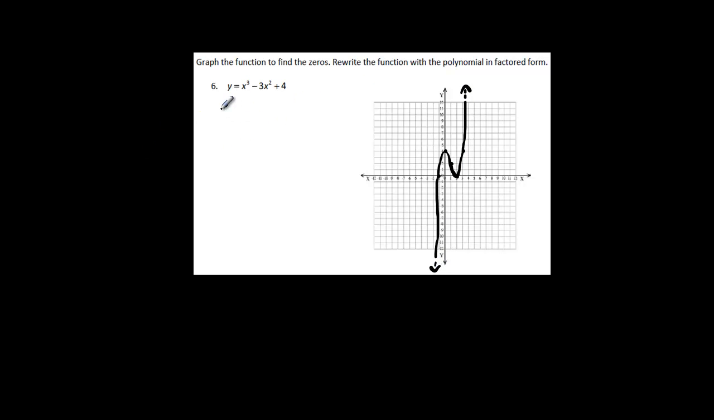And your zeros are negative 1 and 2. They want you to rewrite it in factored form. So this comes from x plus 1. Now remember, this is a double root. This 2 shows up twice. So instead of just writing x minus 2, we're going to write it x minus 2 squared because it shows up twice.